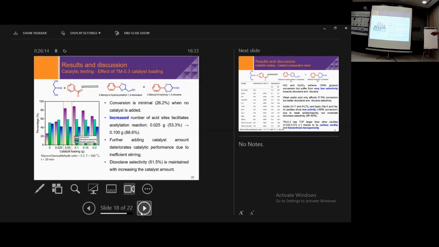But when we further increase the catalyst amount to 0.5 and 0.2, we can see the conversion start to go down. So this is due to the excessive catalyst amount in the reaction liquid, and it causes inefficient stirring. Nevertheless, for the selectivity of dioxolate, it is still maintained even though we increase the catalyst amount. So you can see these blue bars, conversion is still the same.